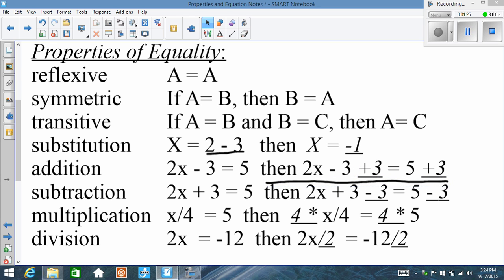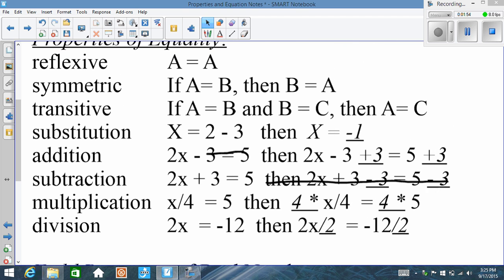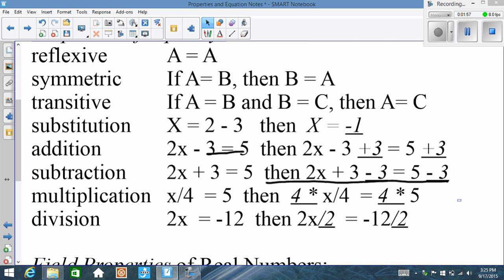Subtraction property of equality is the same thing, where 2x plus 3 equals 5, then 2x plus 3 minus 3 equals 5 minus 3. Multiplication property, x divided by 4 equals 5, then 4 times x divided by 4 equals 4 times 5, where we multiply 4 times each thing. Division, 2x equals negative 12, then we would divide that by 2, equals negative 12 divided by 2. And of course, it stays right there.